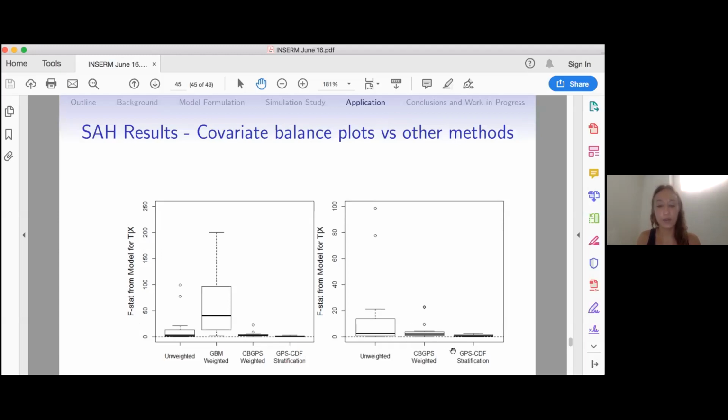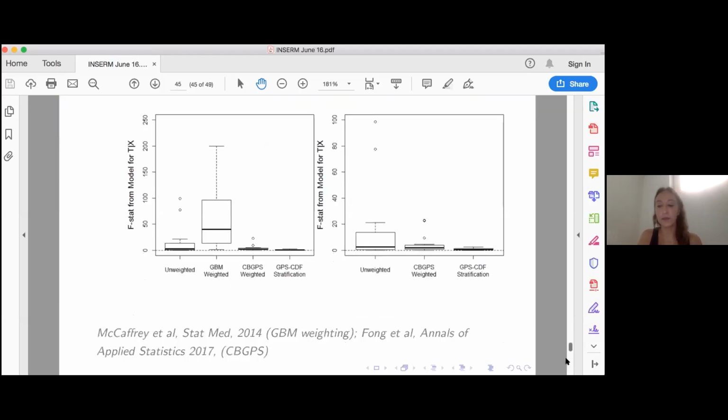So I blew this up. I got rid of this guy because it's hard to see and blew that rest of them up. So I think GPS CDF actually gives a little bit better balance than the covariate balancing GPS. That's just the way it fell for this particular data set. All right. And you can find those techniques in all of the references I have here.